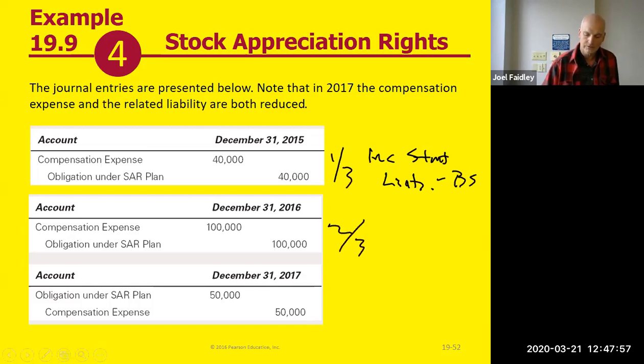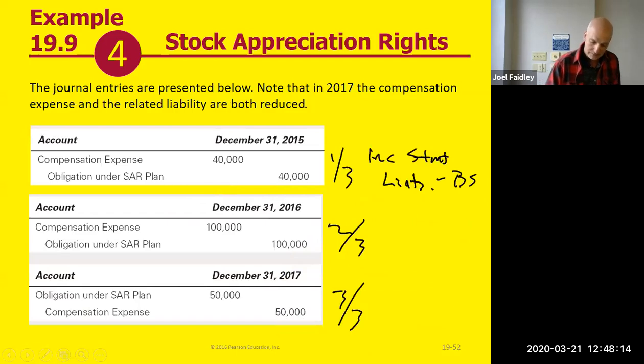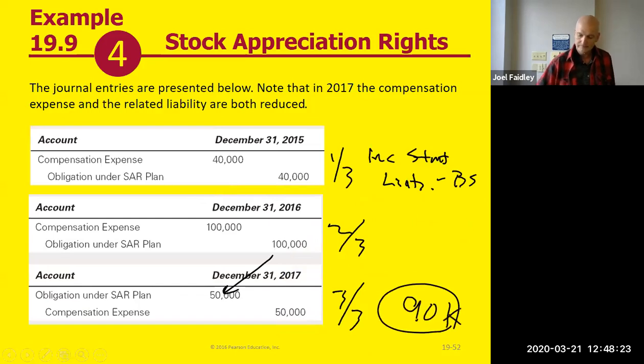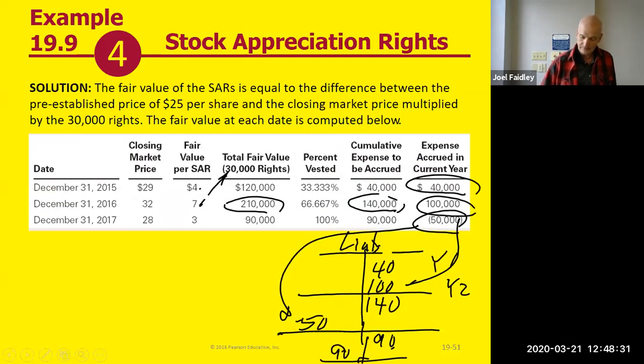I've got to have 2/3 of what I think it's going to be. I don't know what the future holds. It's 2/3 based on the current price. And then this should be my accrual for 3/3, the full amount, which is, well, not 50,000, it's 90,000, right? So I have to adjust, I have to reduce that obligation under the SAR plan by 50,000 to get it to what? 90,000. That's what I'm going to pay out, 90K. And then there's the payout, my 90K. That's what I was trying to show you right there. Ran out of space. 90K down here at the bottom. There's the payout. Debit liability, credit cash.